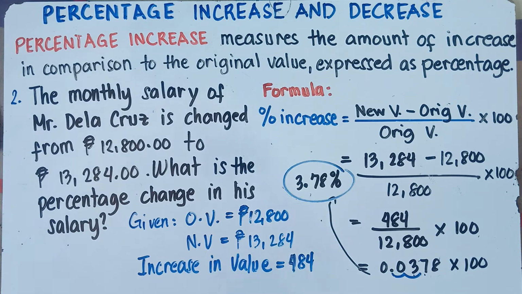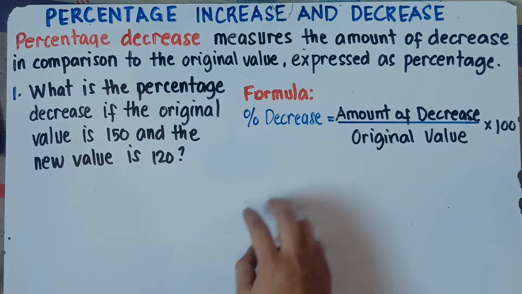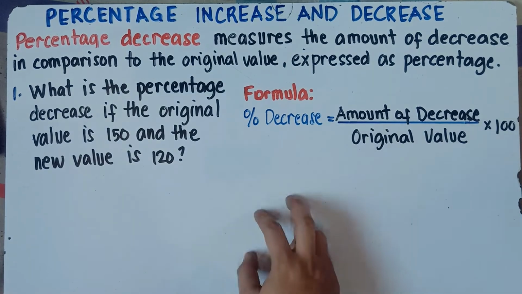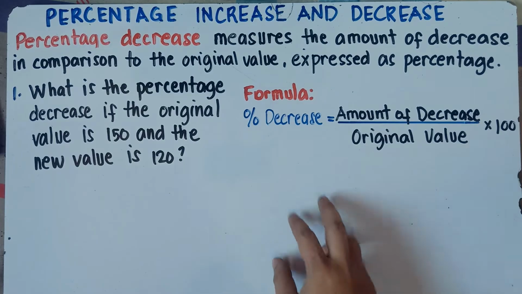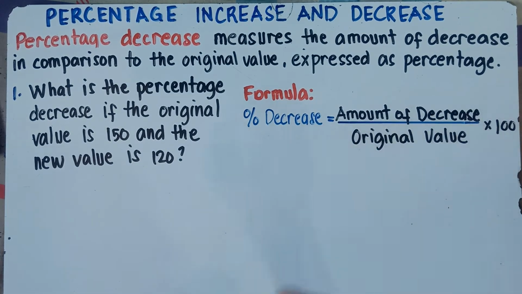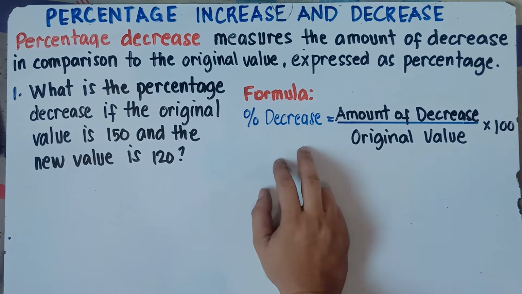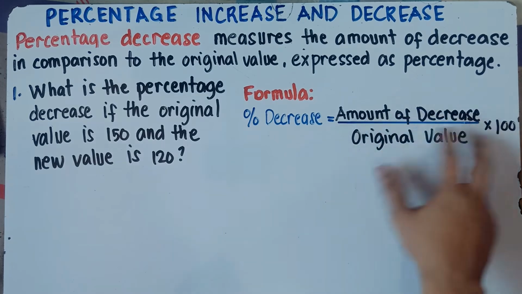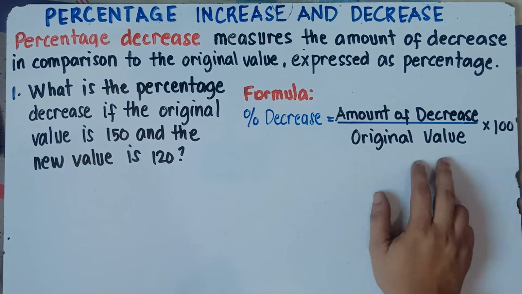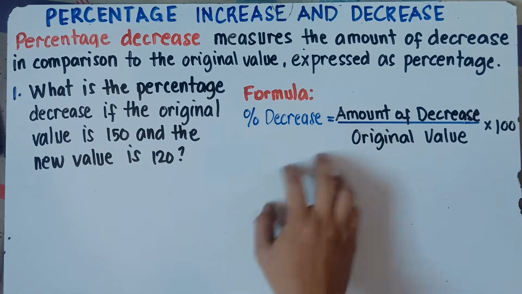That's it. So let's discuss now the percentage decrease. Sir, what is percentage decrease? Percentage decrease measures the amount of decrease in comparison to the original value, expressed as a percentage. And this will be the formula, class. Percentage decrease, or percent decrease, since we don't have enough space, is equal to the amount of decrease divided by the original value times 100.